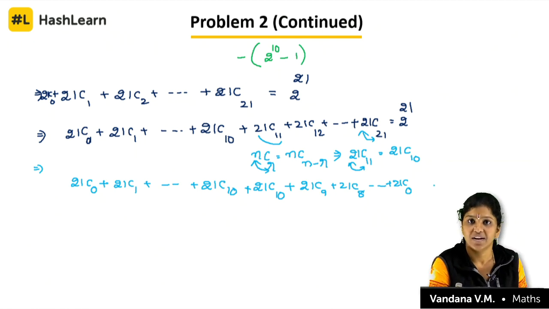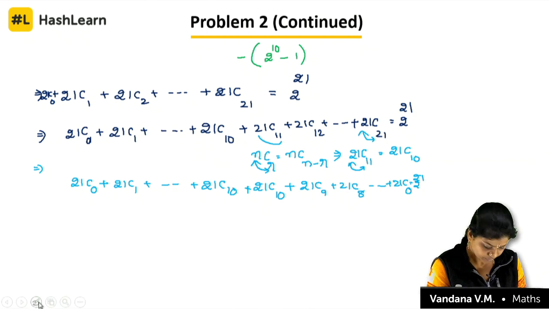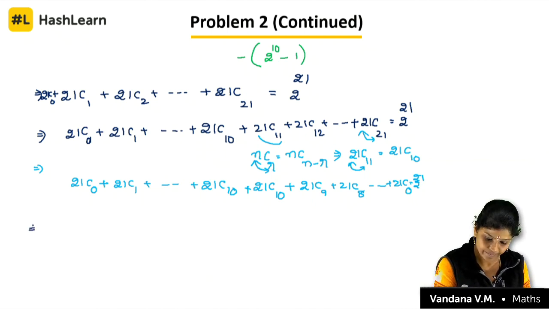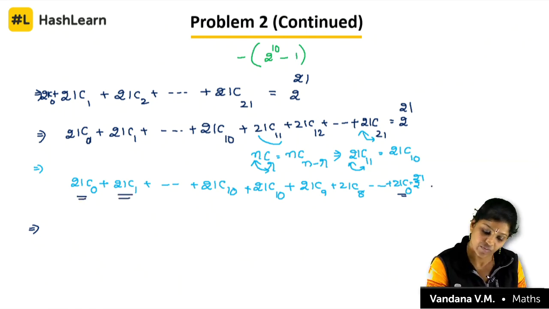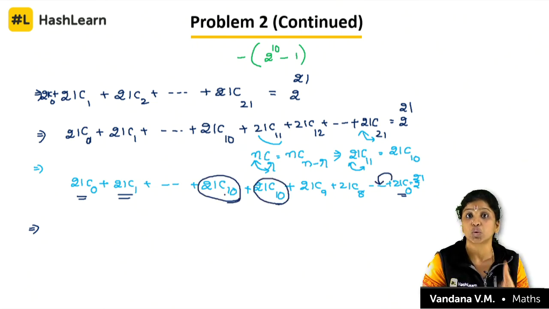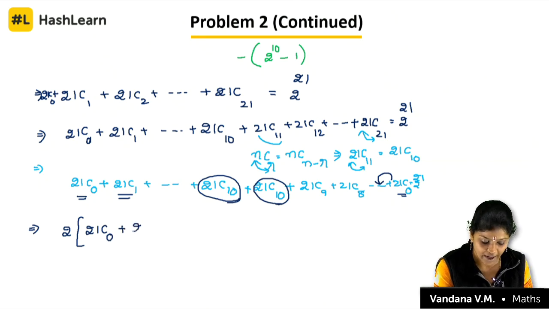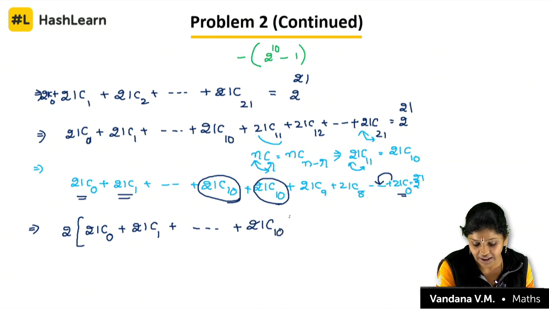Clear, children? Is equal to 2 power 21. Now look at here. 21C0, 21C0, 21C1, 21C1, the before term we will have 21C10, 20, everything 2 terms are there. So I can write it as 2 into 21C0 plus 21C1, so on. 21C10 can be written as 2 power 21.